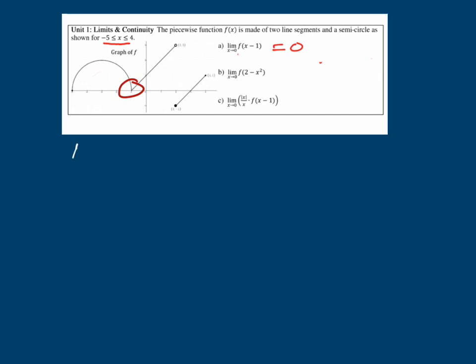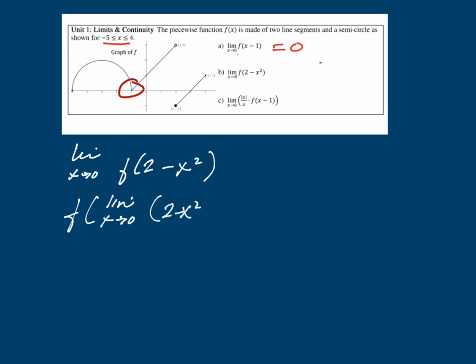Okay, part B says the limit as x approaches 0 of f of 2 minus x squared. Well, we can do what we just did. That's f of the limit as x approaches 0 of 2 minus x squared, which is f of, and if we put 0 in here, the limit of 2 minus 0, so that would be 2. So then we look at f of 2. Only, we have an issue. f of 2 is discontinuous.